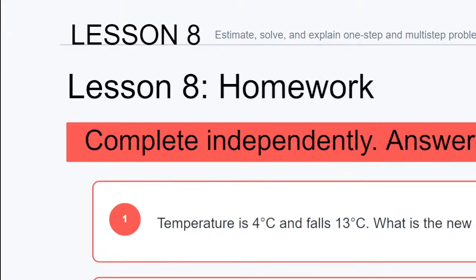And this is the homework. Okay, number 1, the temperature is 4 degrees Celsius and falls 13 degrees Celsius. What is the new temperature? Number 2, an elevator starts at floor -2 and rises 9 floors. Then it drops 4 floors. Where does it stop? Number 3, a team gains 6 yards, loses 11, and then gains 8. What is the net change? Number 4, estimate and solve. A hiker is at 120 meters, descends 85 meters, then climbs 30 meters.